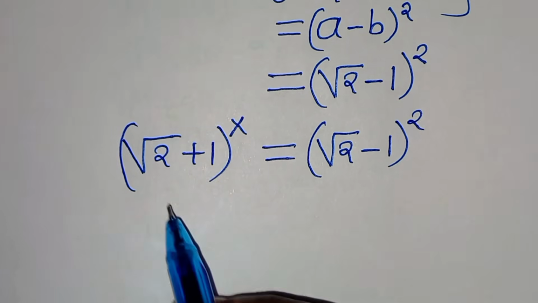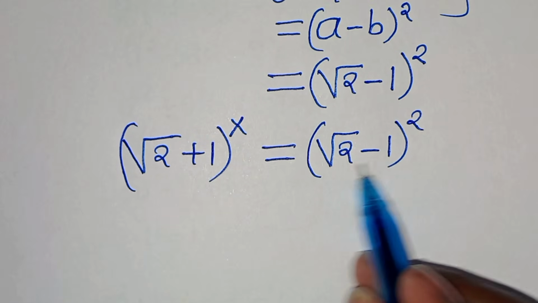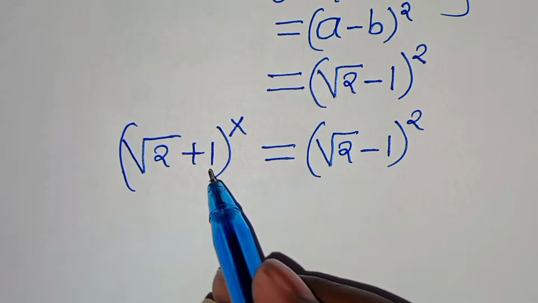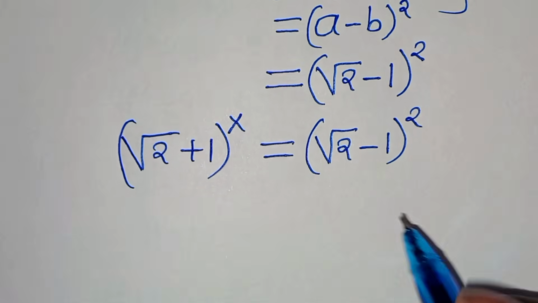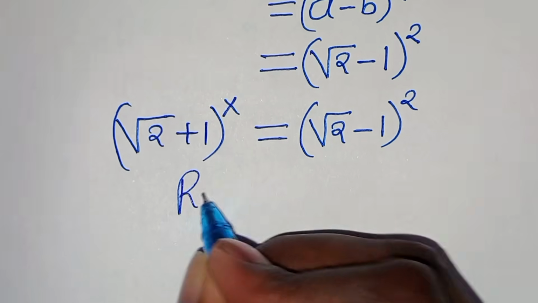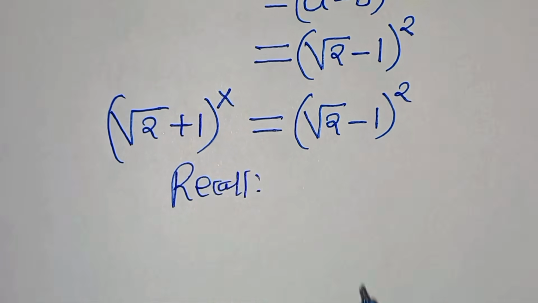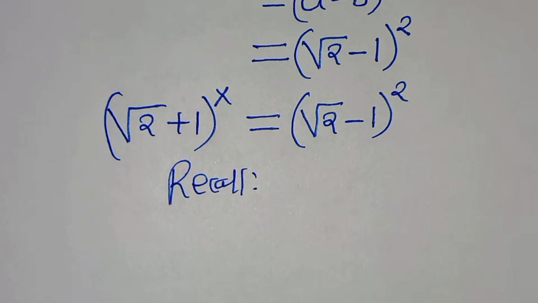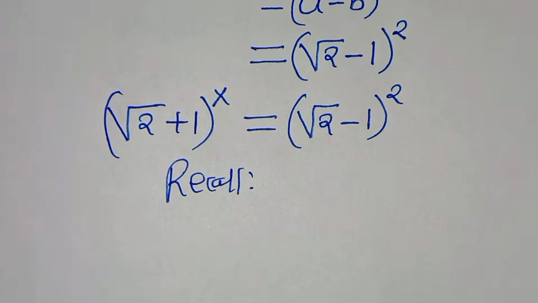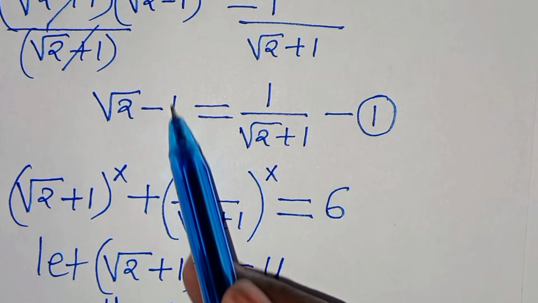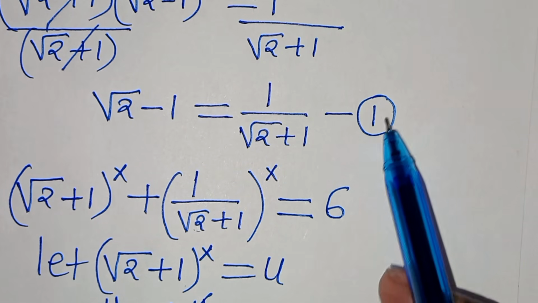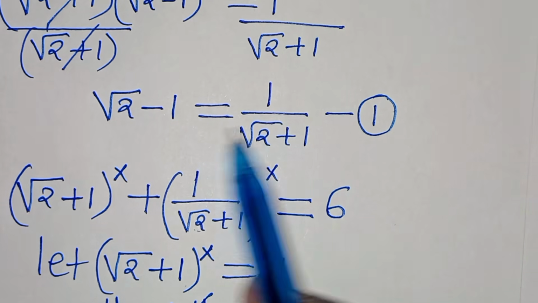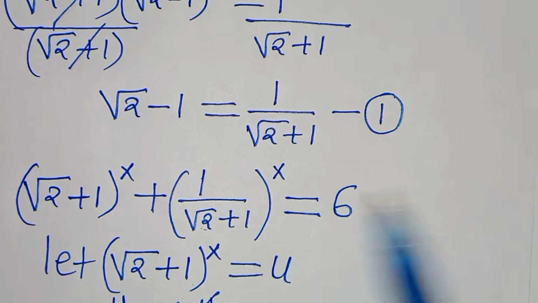Now, if we check the bases here, we have different bases. This is square root of 2 plus 1. Here we have square root of 2 minus 1. But if you recall, we insisted that from here, square root of 2 minus 1 is the same thing as 1 over square root of 2 plus 1. This was equation 1. So let's substitute the square root of 2 minus 1 with this.